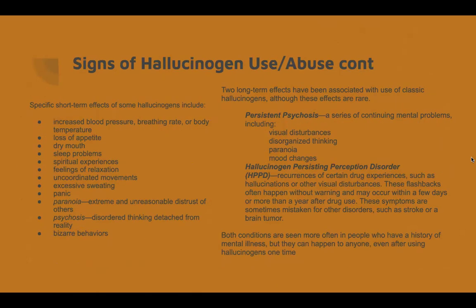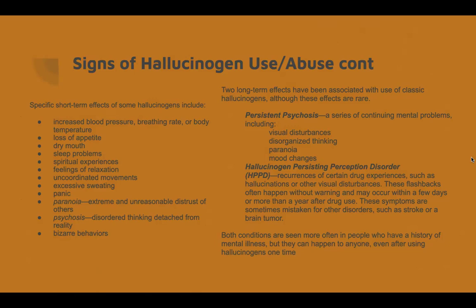Signs of hallucinogenic use or abuse. Some short-term effects of hallucinogens can include increased blood pressure, breathing rate or body temperature, loss of appetite, dry mouth, sleep problems, spiritual experiences, feeling of relaxation, uncoordinated movements, excessive sweating, panic, paranoia, psychosis, or bizarre behaviors.